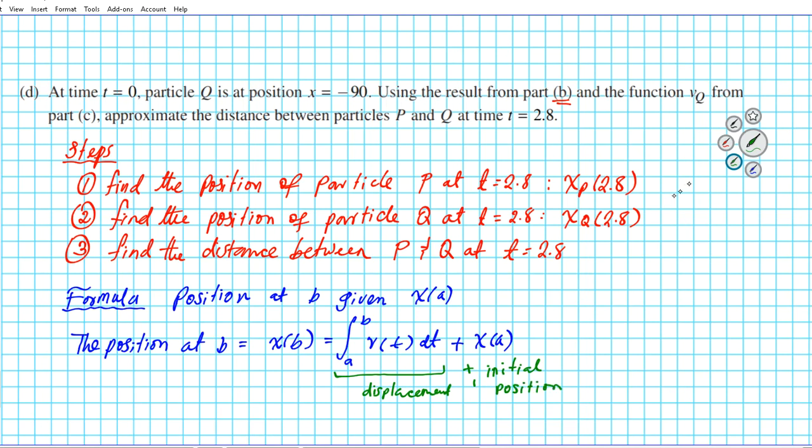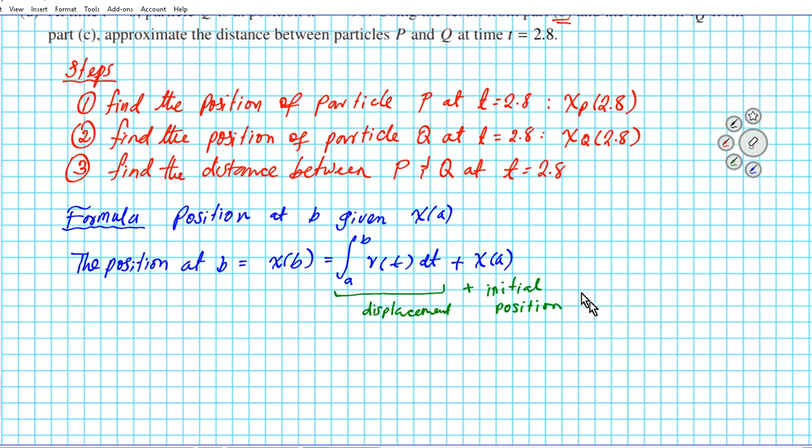So you really have to have these formulas clear and firm in your mind before you take the exam, so you don't get them all mixed up and get the answers wrong. We're going to use this formula twice to find the positions of particle P and Q, and then when we get those answers, we just subtract them from each other to get the distance. Alrighty? Let's go ahead and get started.